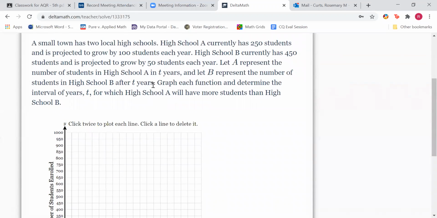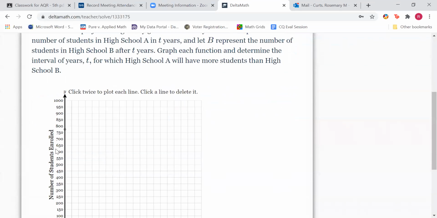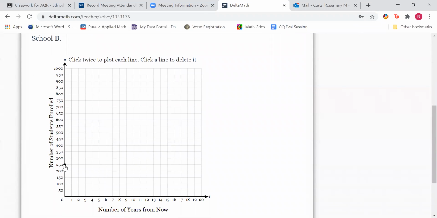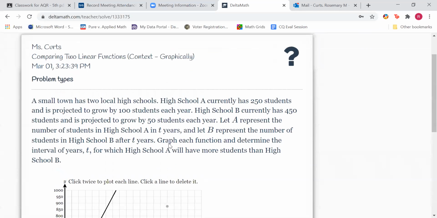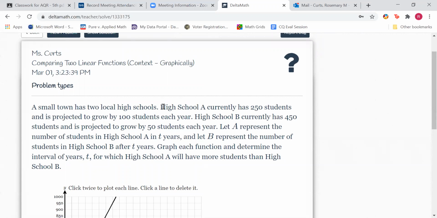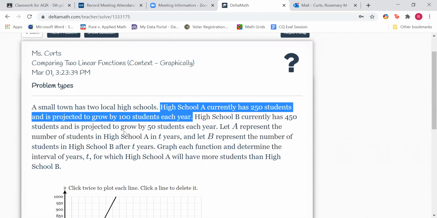Okay, this is the same problem, but with different numbers. Okay, so this one has 250 and it's growing by 100. So 250 to start with, and after 1 year, it should be 100 more. So you go 1 year over and up 100, 250 to 350. That's just rise over run, right? 100 over one. And you can go one over, end up another 100 to 450, makes the same line. So at any one of these, once you go one up, two up, one over two up, you can click and you've made a line. And that represents High School A currently has 250 students growing by 100 each year.